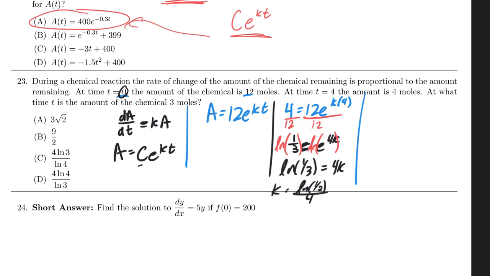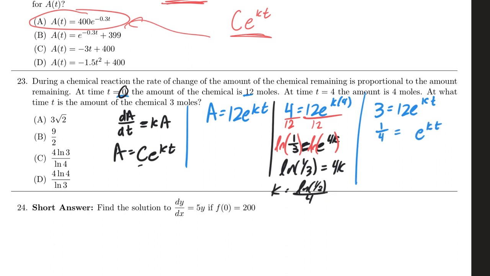And at what time t is the amount equal to 3 moles? So this is just like the other one. Now we know it's 3. Again, just because k is kind of a weird thing, I'm going to keep it as a k for now, but we're trying to solve for t. Divide both sides by 12. It's going to be 1/4 equals e^(kt).